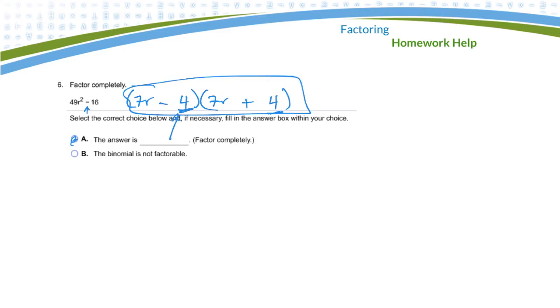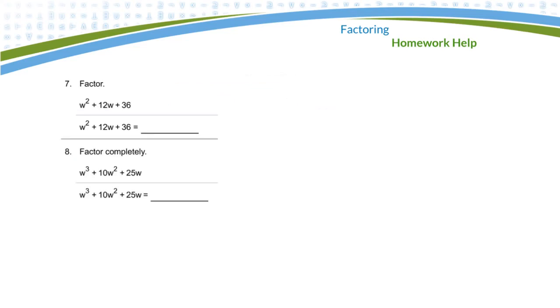Okay, here's another one, a W. So, W, things that multiply to 36 and they have to add to 12. So 6 and 6, oh, there it is right there. Plus 6, done. Oh, and they're both the same. So I can write that as W plus 6 squared. That's a W.